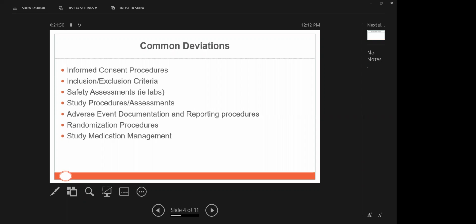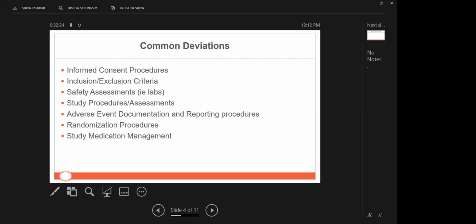And the last one I have here is study medication management. There are various places here where we could have deviations. If a patient takes too much medication, that's something that potentially would have to be reported. If a patient doesn't return the medication bottles when they were supposed to, that could also be a deviation. Again, this is really dependent on the protocol and what it asks of how you manage this medication, but just some things to consider.